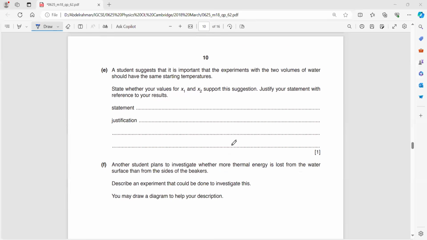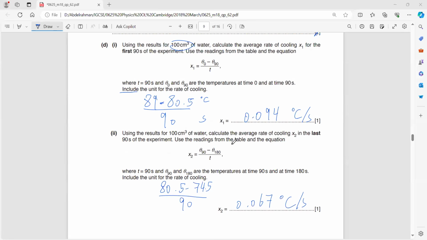A student suggests that it is important that they have the same starting temperatures. State whether your values for x1 and x2 support this suggestion. Does this support this? Do they have to have the same starting temperatures? Quite obviously, yes. Why is it quite obvious that they have to have the same starting temperatures?